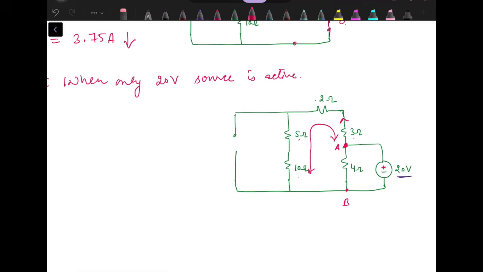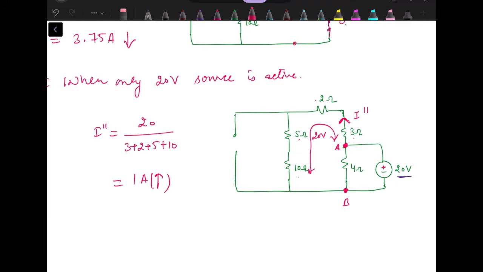Since this is the polarity, this terminal is positive and this one is negative, so this will be the direction of current. We can see that the voltage from this terminal to this terminal is actually 20 volts. We can find the value of current I double dash as 20 divided by the resistance of this branch, 3 plus 2 plus 5 plus 10. So it will be 1 ampere, and that will be flowing in the upward direction.